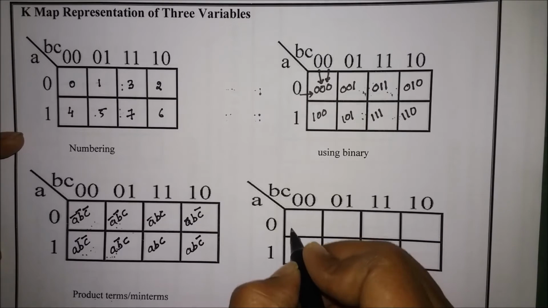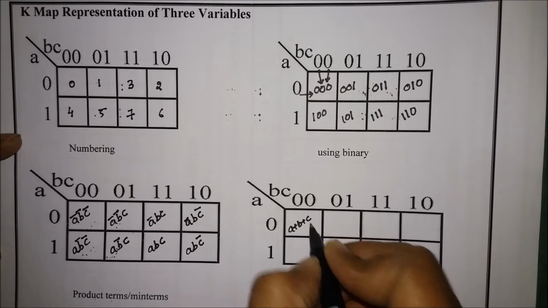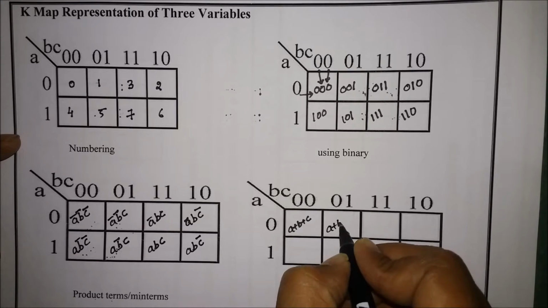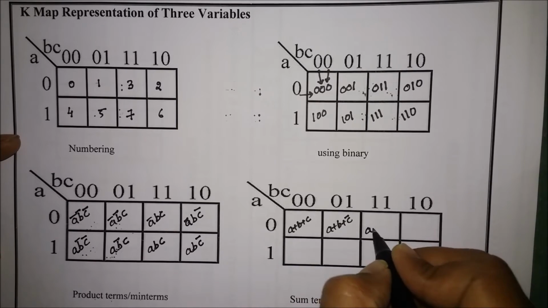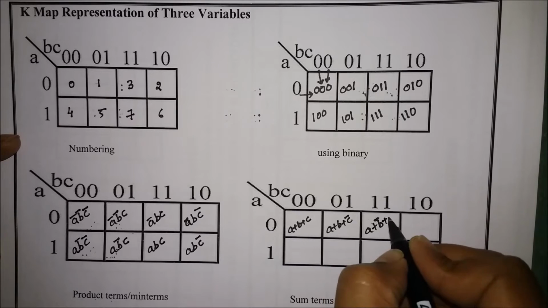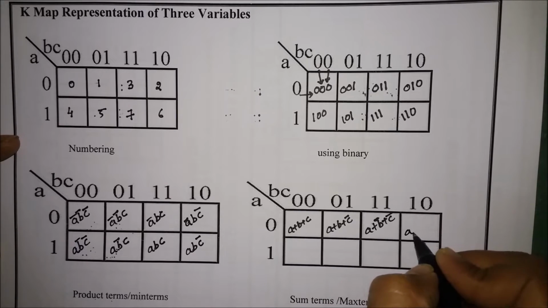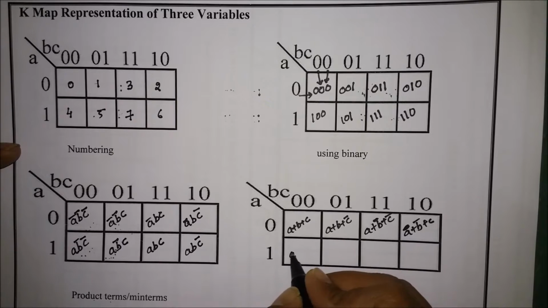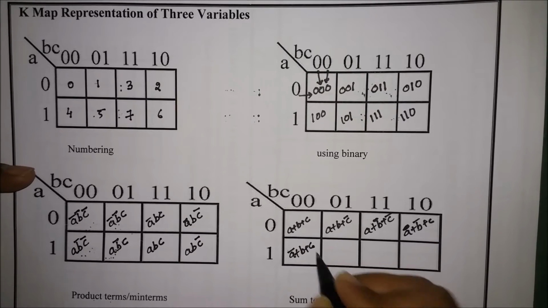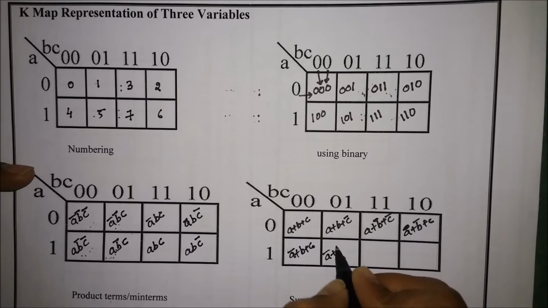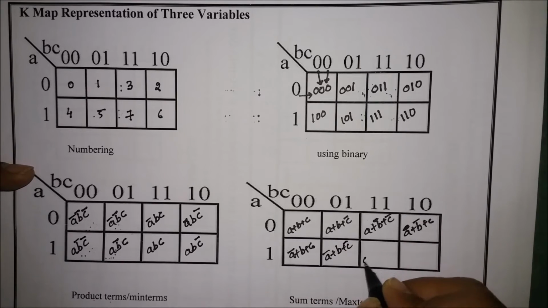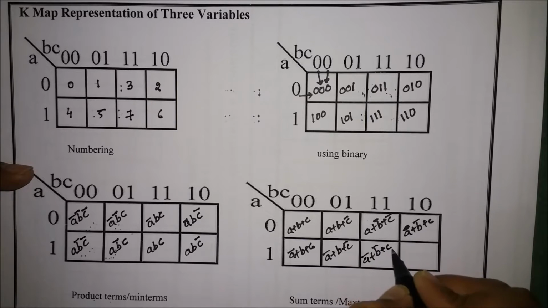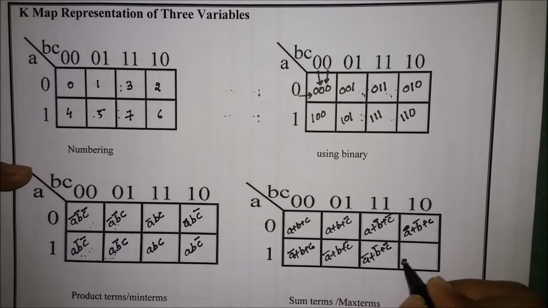Now in terms of your max terms, that is A plus B plus C, next one is A plus B plus C bar, next one is A plus B bar plus C bar, this is A, sorry, this is A plus B bar plus C, next this is A bar plus B plus C, A bar plus B plus C bar, next one is A bar plus B bar plus C bar, here it is A bar plus B bar plus C.